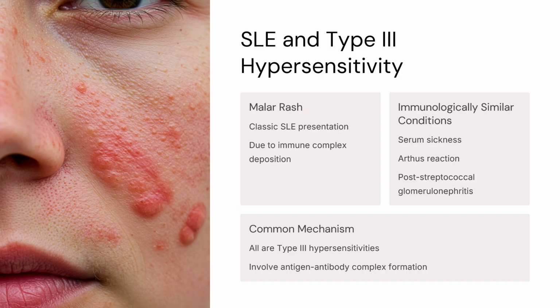So as malar rash is seen in SLE, SLE has other hypersensitivity reactions too. So malar rash is seen in SLE as well as post-streptococcal glomerulonephritis, and it resembles type 3 hypersensitivities.